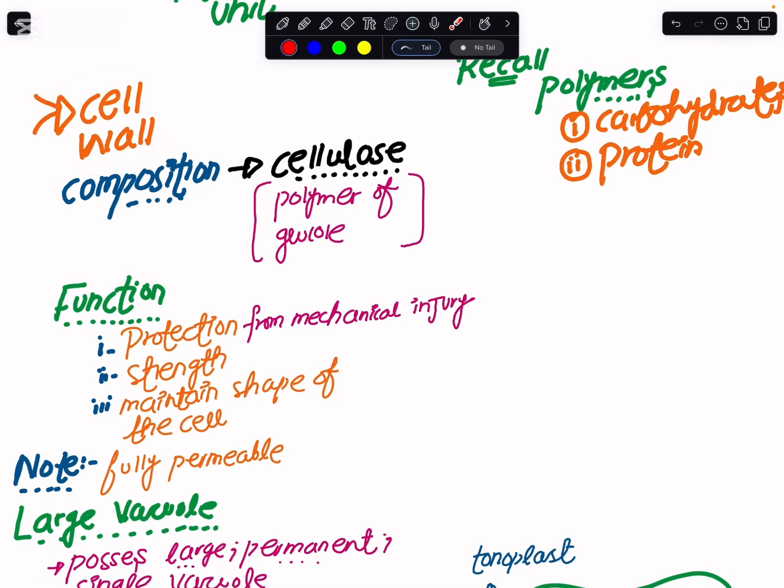Like us, they could have the cell membrane only, but why did they develop this cell wall? The thing is very simple: we human beings are in a more isolated environment, but as far as plants are concerned, they lie in the external environment where they are exposed to a lot of harsh conditions, like the wind, being hit by animals, rainfall, and a lot of sunlight.